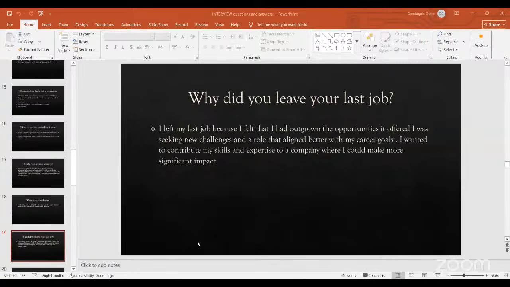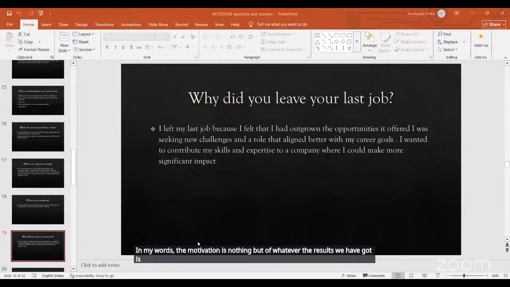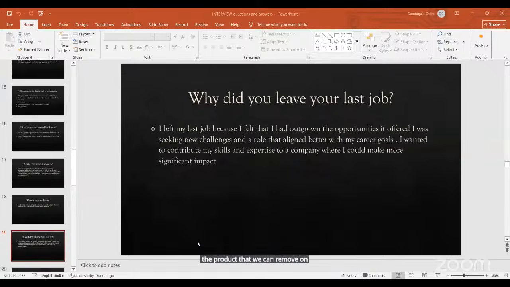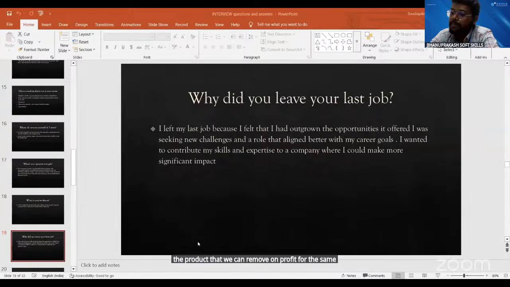In my words, motivation is nothing but, whatever the results we get, failure or success, we have to move on from that. If failure occurs, we can't stop for it. If success occurs, we can't be proud of that. We move on. Okay, that's great. That's a great philosophy.